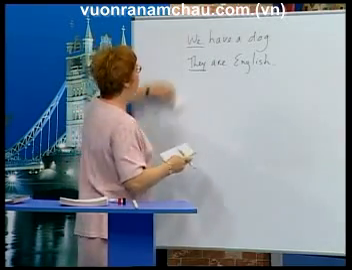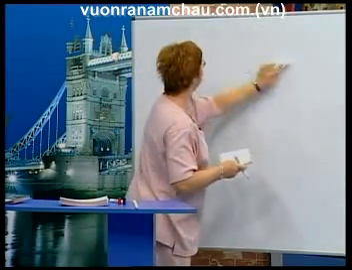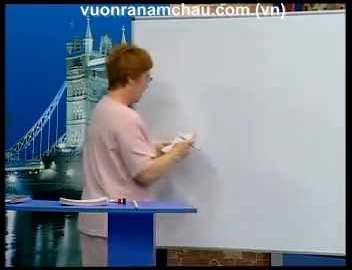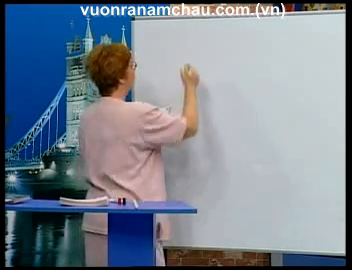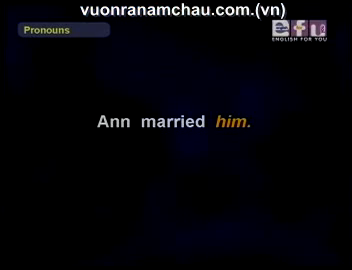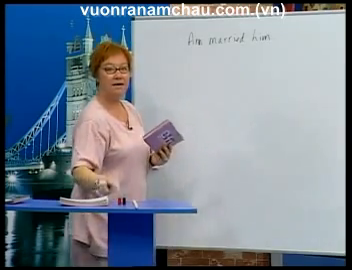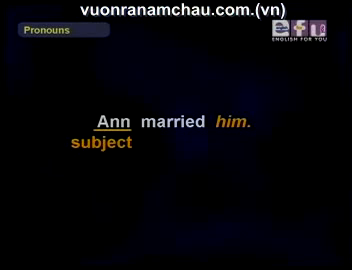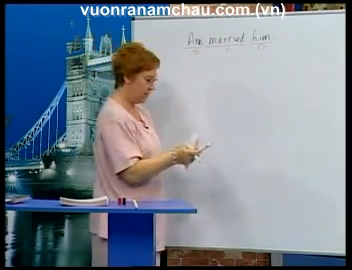So, we're going to look at some object pronouns now. And here are some examples. Anne married him. Now, if we look at this, we see Anne is the subject. Married is the verb. And him is the object. Anne married him. All right?